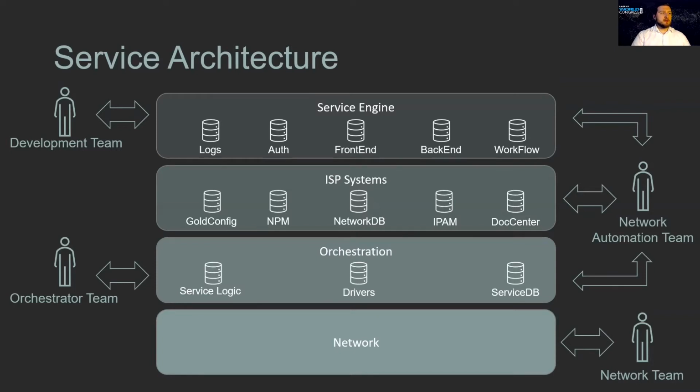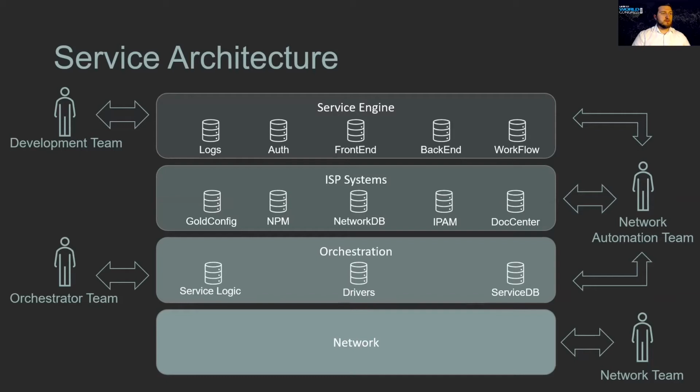The orchestrator vendor is responsible for the orchestrated components and the development of the network services. The network automation team is responsible for testing and deploying services into the production network. Layer 3 is ISP systems, which is the foundation for automation, because it is responsible for processing network automation and managing network resources. Now we are developing systems in this layer ourselves, and it includes various systems. GoldConfig is a master system of reference templates; it is a system for storing and testing templates, and it is a database with variables for generating configuration.